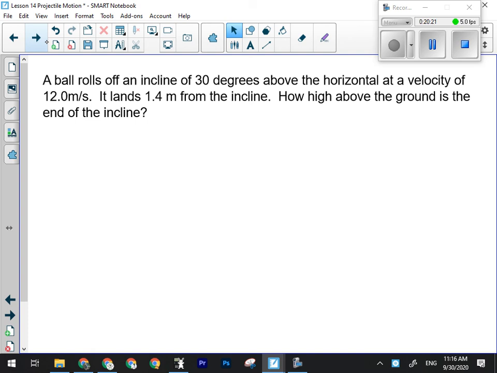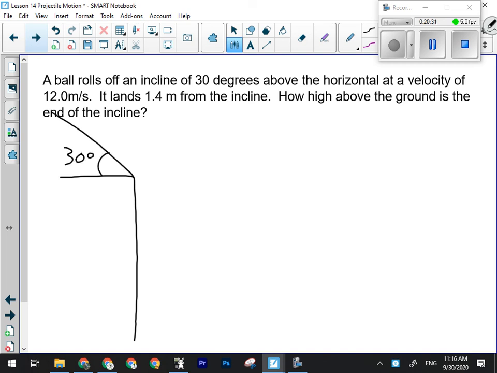Okay, so effectively what it's saying here is this. You have an incline of 30 degrees that the ball is going to roll off at.